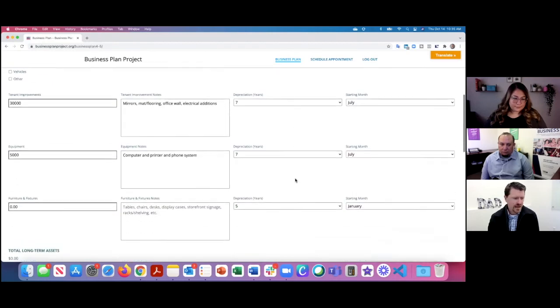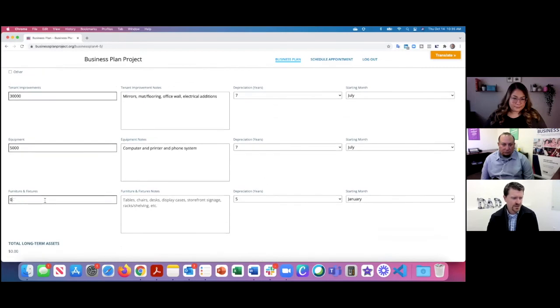July. And let's see here, furniture and fixtures. Yeah, we need to buy some tables and chairs for people to sit on, maybe for our desk or our office if we have one there. Let's say that's $4,500. And again, July. Okay, these are the long-term assets.